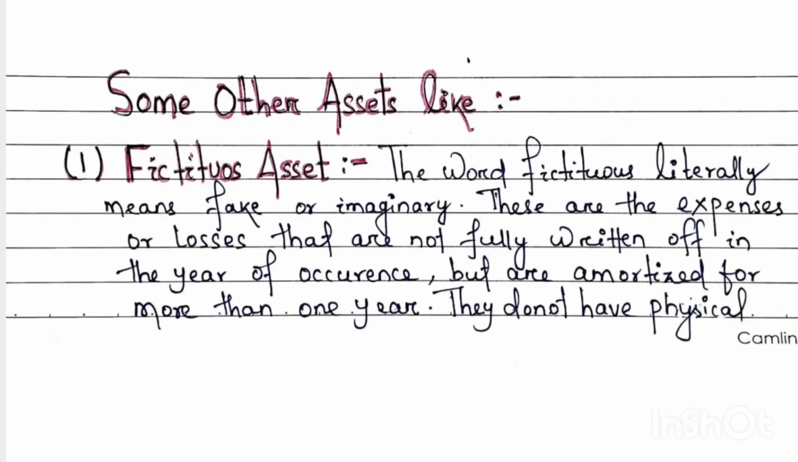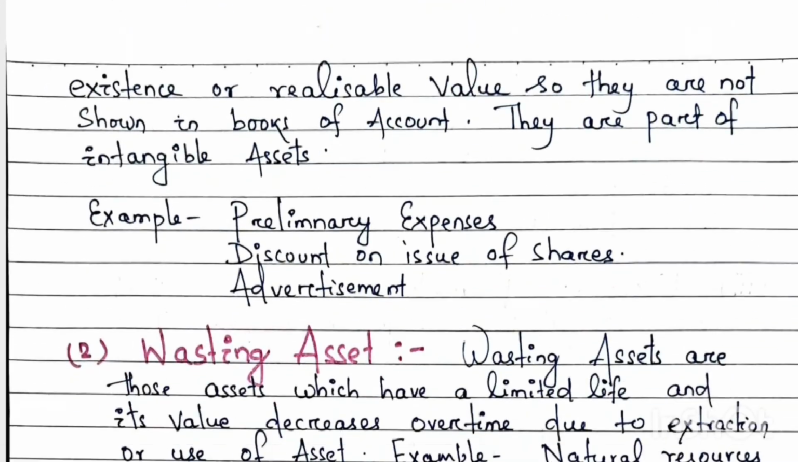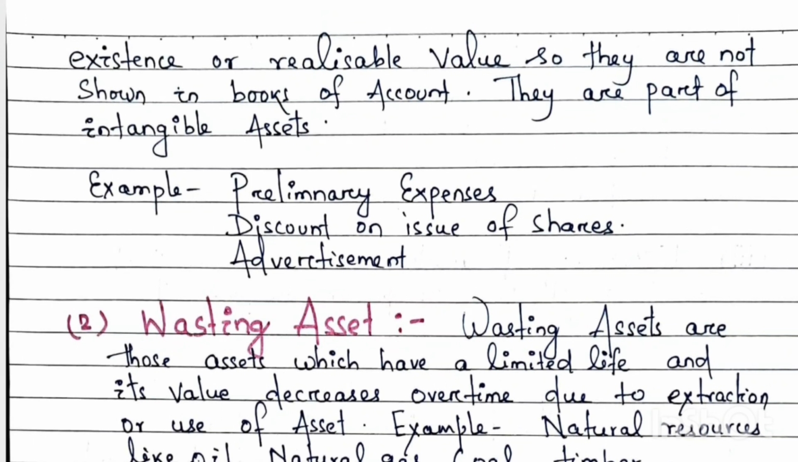Now let us understand some other kinds of assets like fictitious assets. Now the word fictitious literally means fake or imaginary. It means they are not the real assets. These are the expenses or losses that are not fully written off in the year of occurrence but are amortized for more than 1 year. They do not have physical existence or realizable value, so they are not shown in the books of account. They are part of intangible assets. Example, preliminary expenses, discount on issue of shares, advertisement.